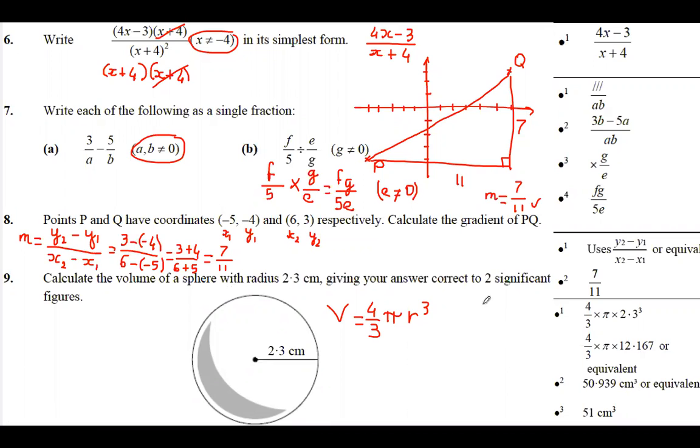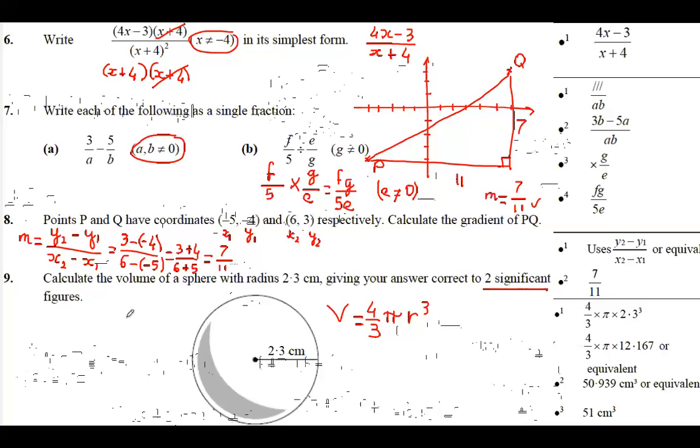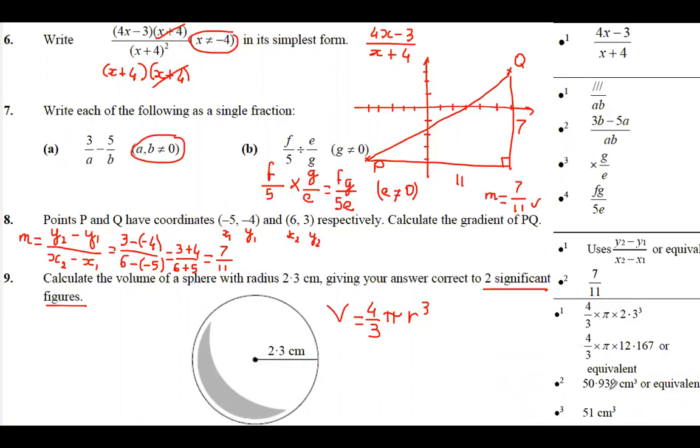And then they've told us to give the answer correct to 2 significant figures. So the first time we did it, we got 50.939. So it's a bit like rounding it to no decimal places or to the first unit. So 50.939. If I use my calculator, 4 over 3 times shift pi times 2.3 squared, I get 22 point, what? Oh, it's cubed. I put squared.